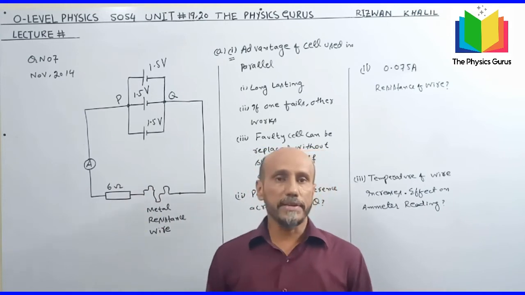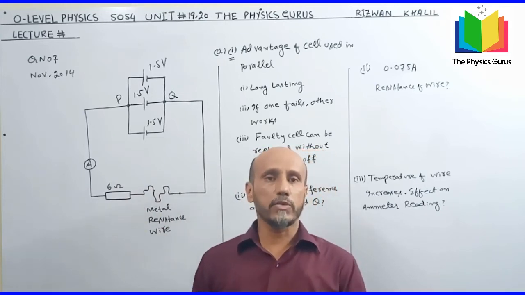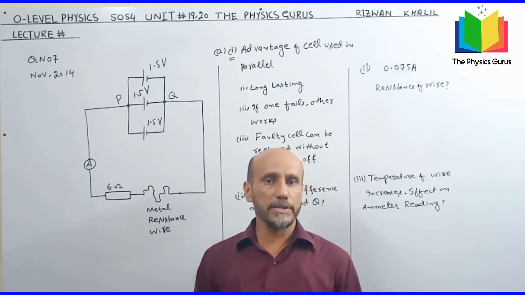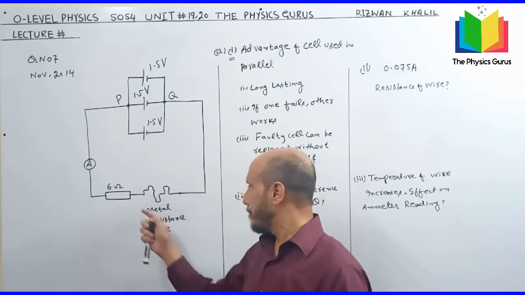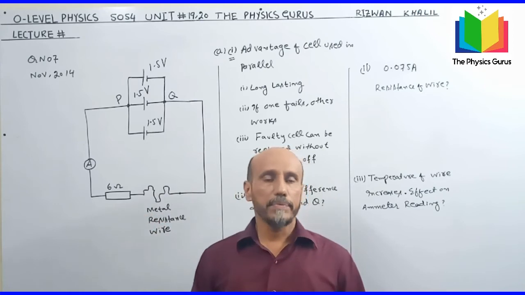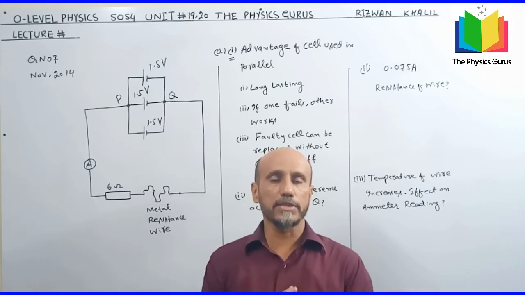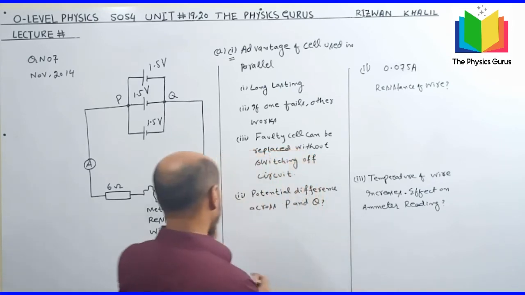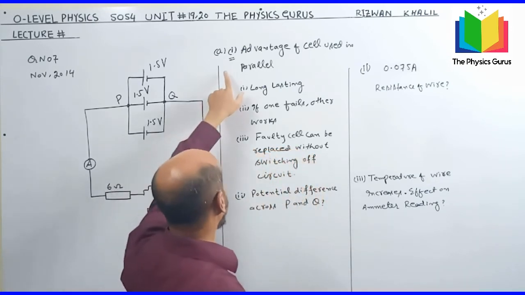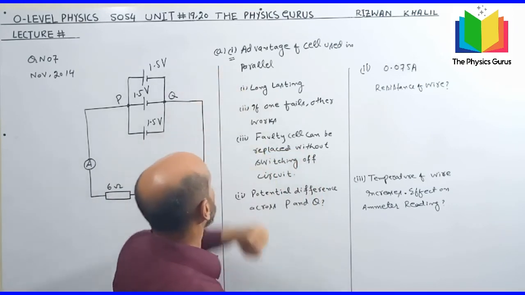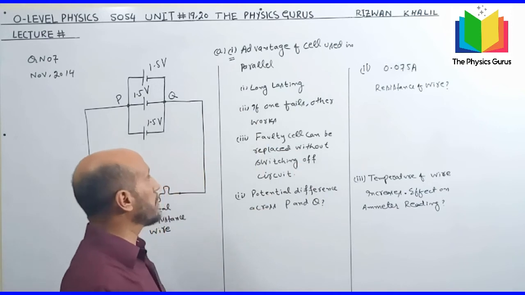So the circuit consists of 3 cells connected in parallel, 1 ammeter, 1 6 ohm resistor, and 1 metal resistor wire. Both the 6 ohm resistor and the metal resistor wire are connected in series combination. So, part 1 of part A: what is the advantage of cells used in parallel?